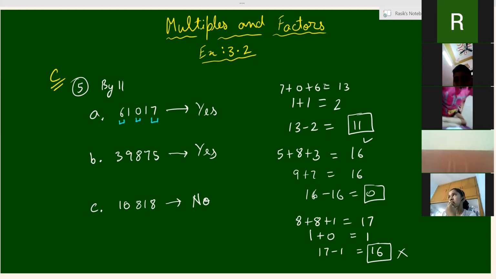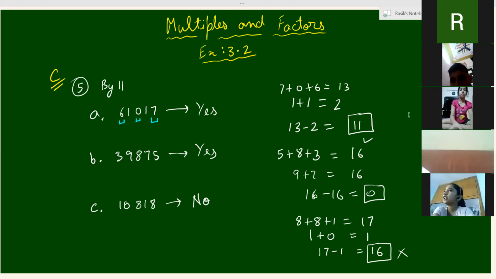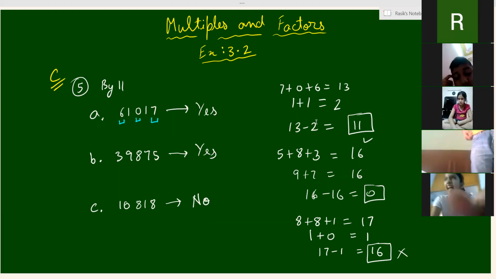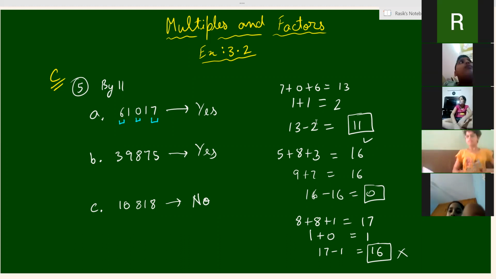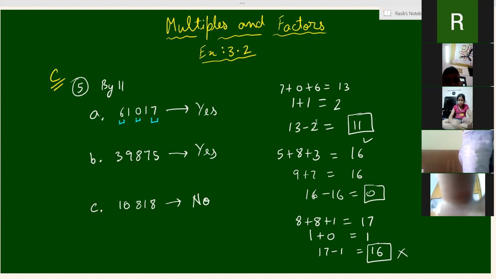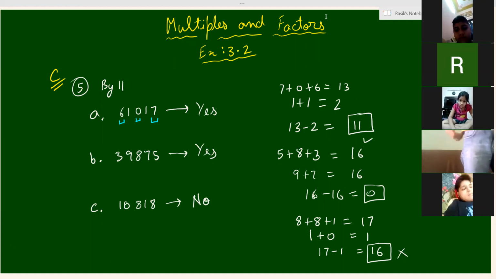Okay. Let's start with the next question. Question number 4. Have you all done question C? All the parts of question C? Okay, now let's start with question D. Next question.